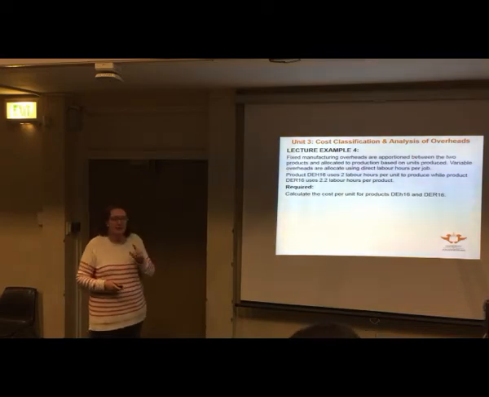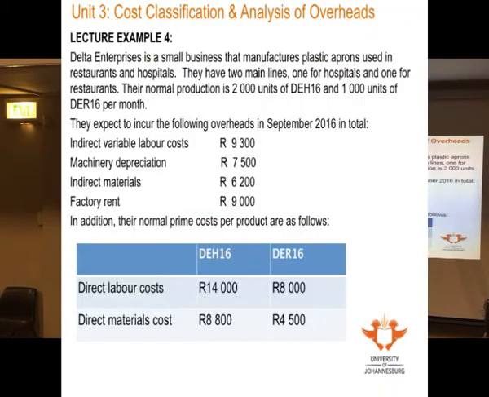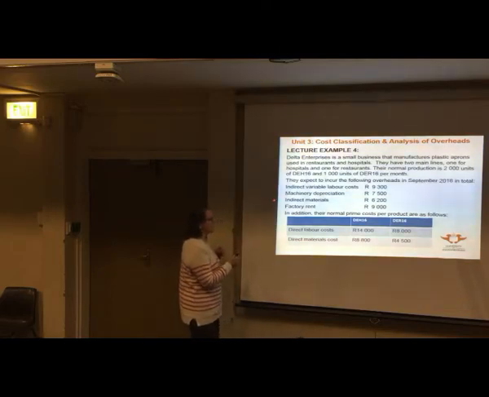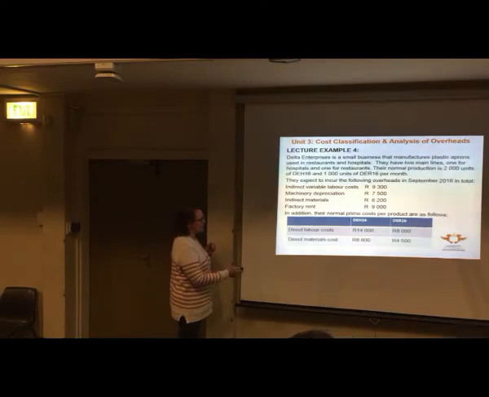Let's just go back and make sure we all understand what the variable manufacturing overheads and the fixed manufacturing overheads are. Okay, indirect variable labor costs is a variable manufacturing overhead. So next to that you can put VMO. Machinery depreciation is a fixed manufacturing overhead. So next to that you put FMO. Indirect materials is a variable manufacturing overhead, you put VMO. Factory rent is a fixed manufacturing overhead, you put FMO.